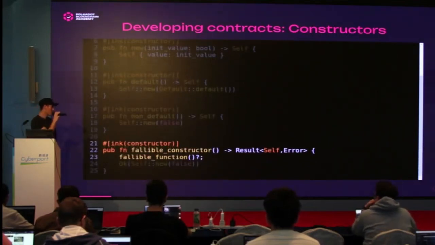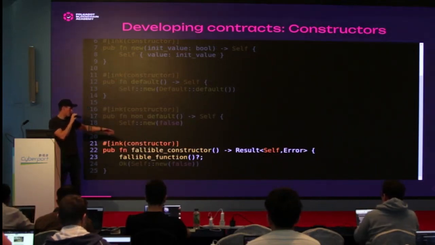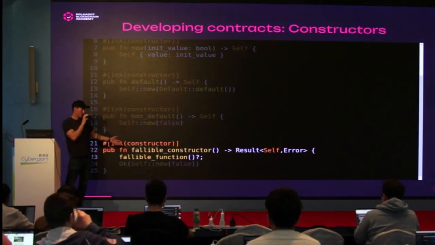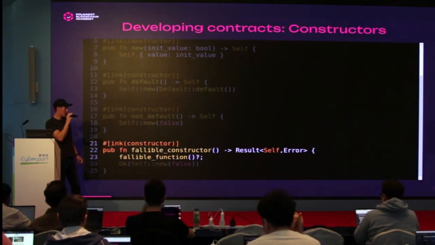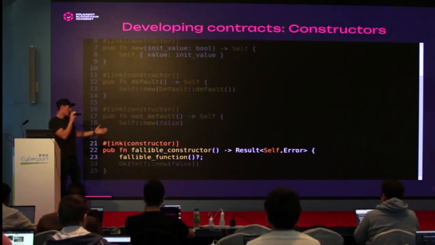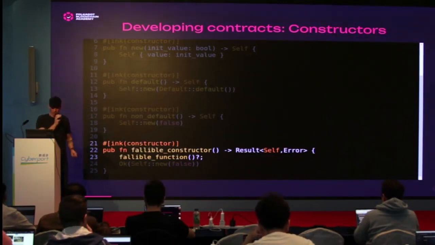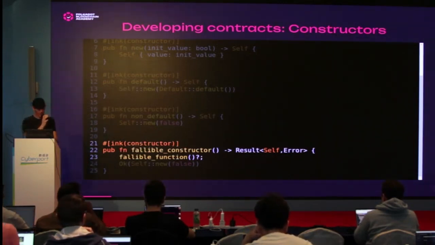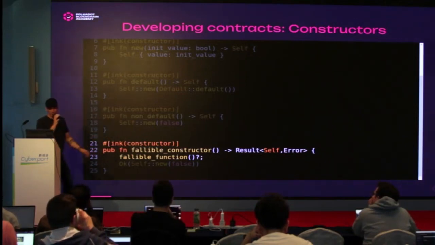Since recent versions of Ink, you can return a result. So you can have constructors that fail, and it doesn't just panic. Panics are kind of hard to debug. But results are nice because it's your own semantics for what's fallible and what it's going to return, so it makes it a little easier. In that case, we have a constructor which might result in a success or a failure, depending on some function that can fail in some circumstances.